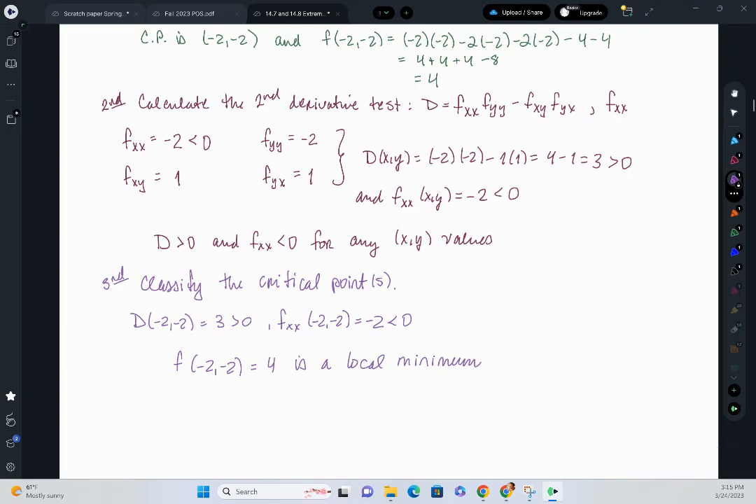Is that what I meant? Negative frown, no, that's maximum, sorry, is a local maximum. So I should share with you my little trick for remembering this. It's kind of silly, but it's always worked for me.